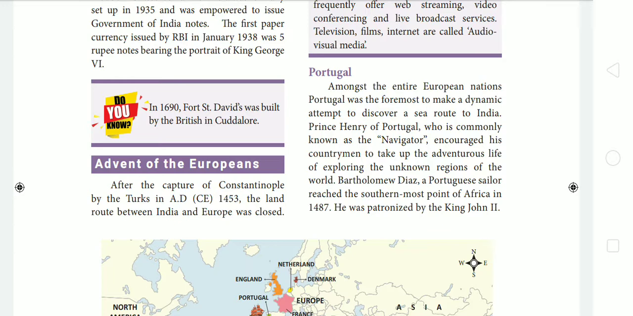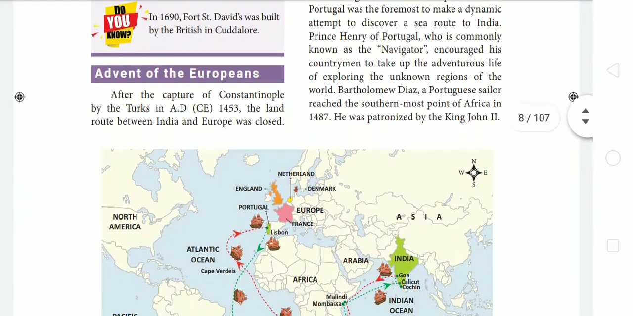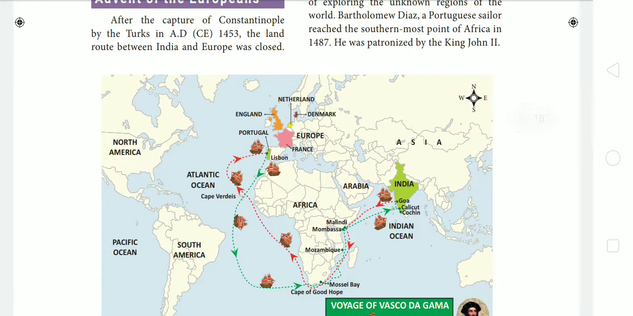Bartolomeu Dias was a Portuguese sailor. He reached the southernmost point of Africa in 1487. The southernmost part of Africa is the Cape of Good Hope. He was patronized by King John II. Patronized means King John II treated him as an intelligent person.